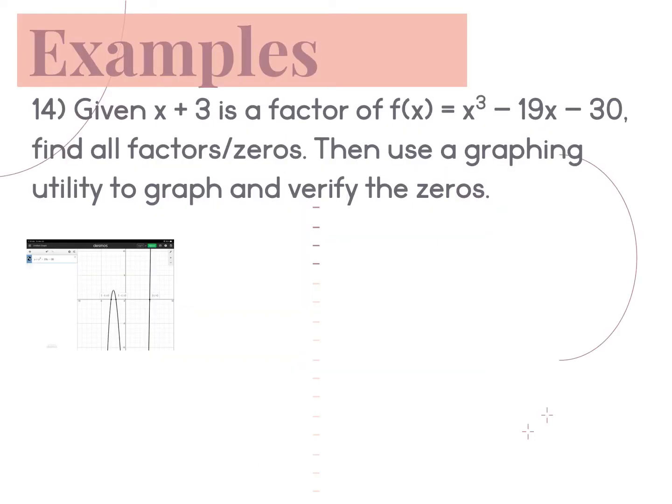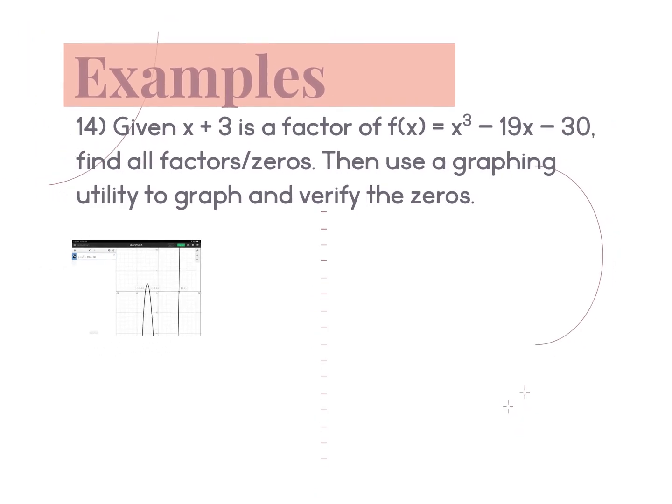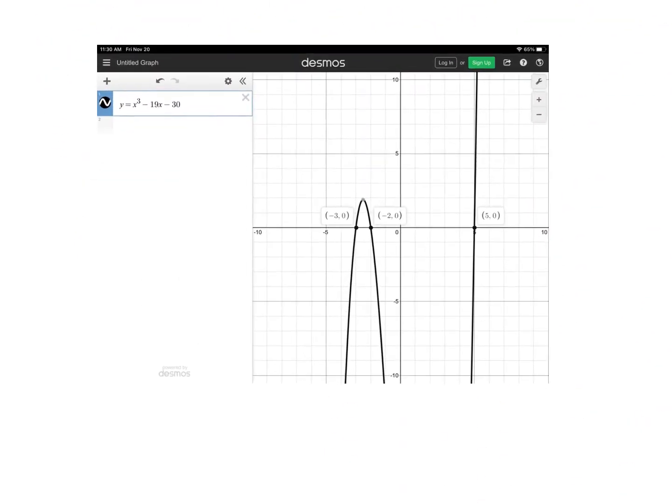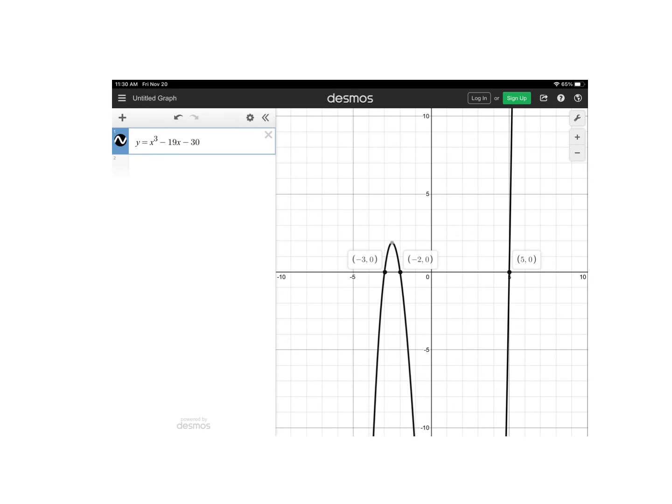example. So given that x plus 3 is a factor of that function, it wants me to find all factors and zeros. So I've done the graphing utility. I used Desmos again. I keyed it in. And once I'm done here, my answers that I should be getting are going to be -3, -2, and 5. These are going to be the 3 answers I get.